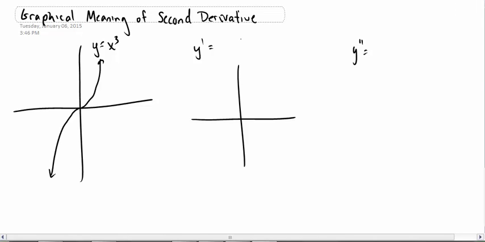Welcome back. We are now going to look at what the second derivative means with regards to graphing functions. So I've picked a function, y equals x cubed. First derivative, I'm hoping you all know that that is 3x squared by now. And the second derivative would be 6x.